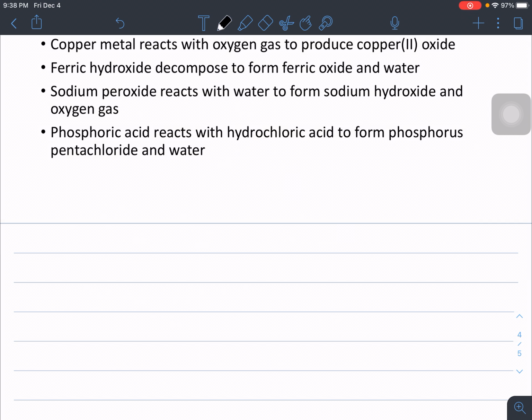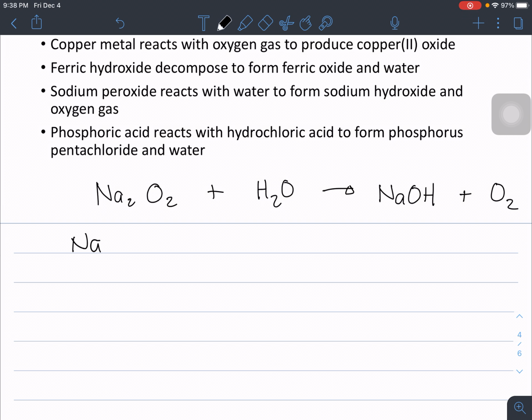Sodium peroxide reacts with water to form sodium hydroxide and oxygen gas. So, rewrite. Sodium peroxide is Na2O2, reacts, so plus water, H2O, to form sodium hydroxide and oxygen gas. Okay, so I should count all the atoms. We have sodium to be 2, oxygen to be 2 plus 1, which is 3.